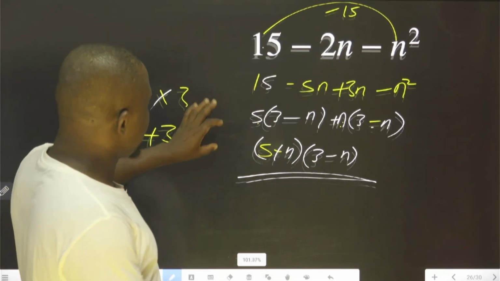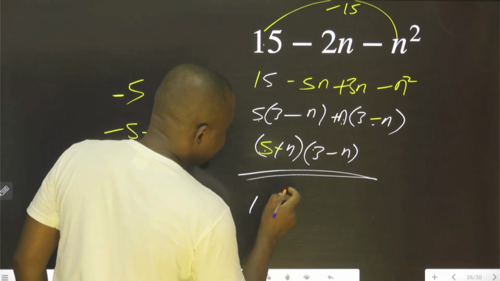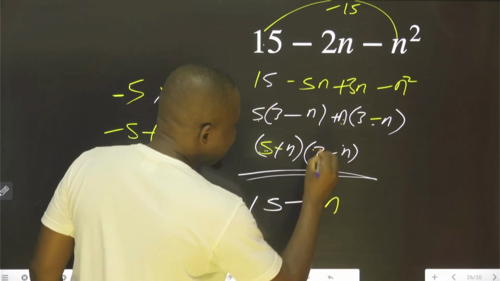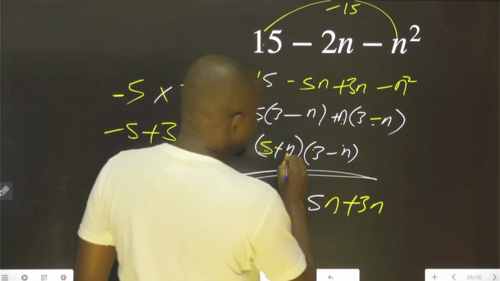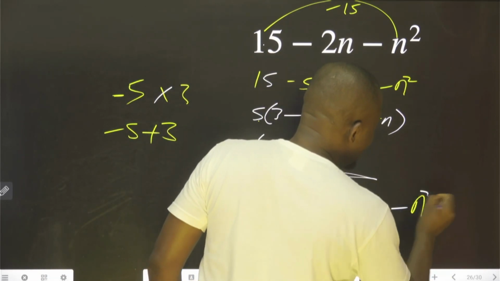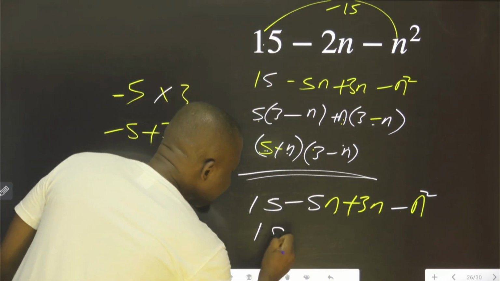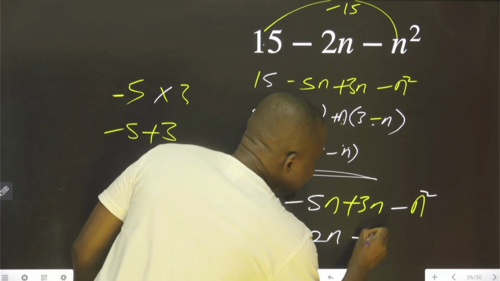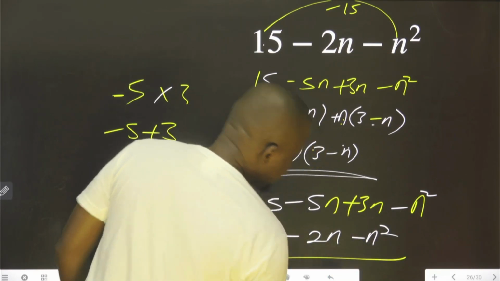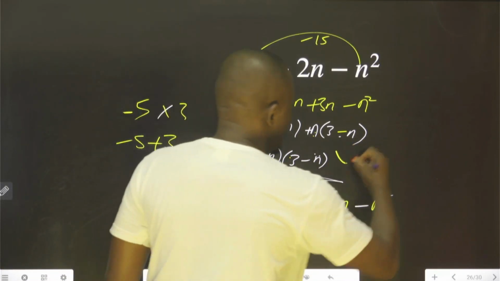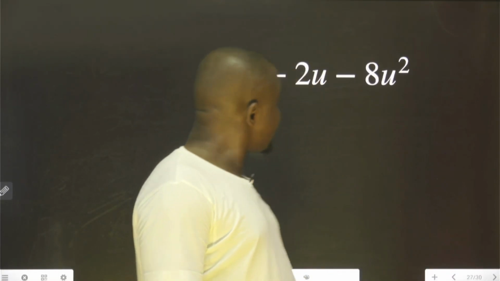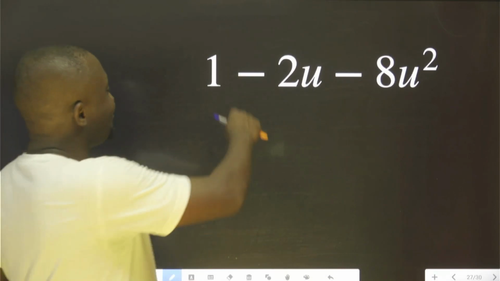Let's see. This time this is 15. This time this is minus 5n. This time this is plus 3n. This time this is minus n squared. That is 15 minus 2n minus n squared. So it means our final answer is correct. Okay? The same thing. Multiply them.